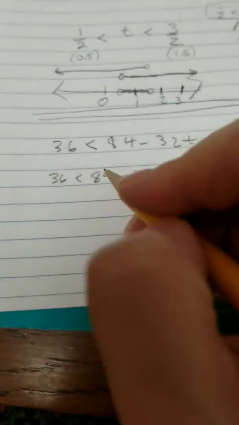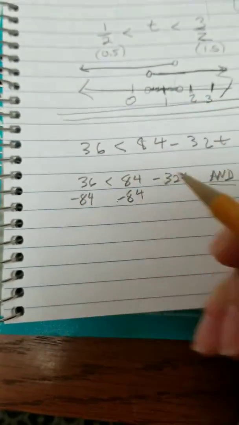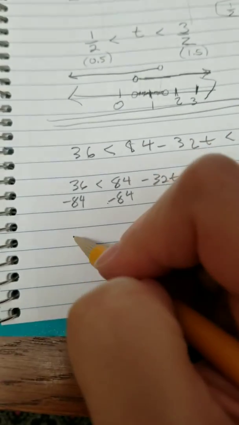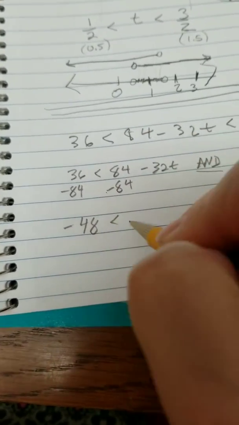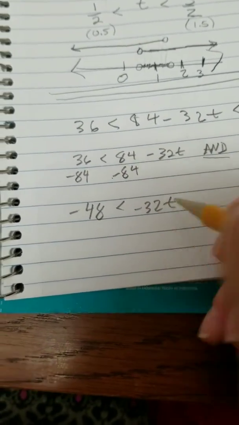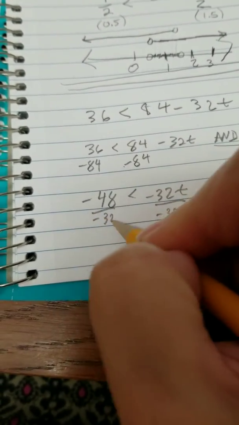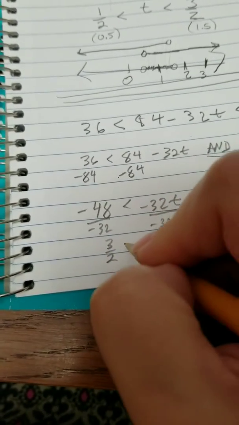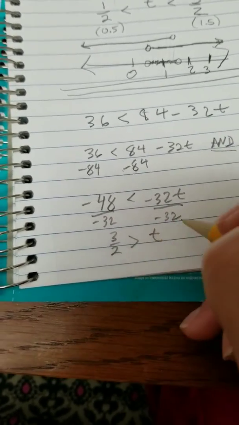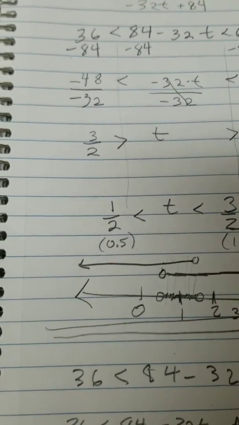Okay, so I'll just walk through this once more. If I again subtract 84 on both sides, it gives us a negative 48. It's negative 32t. Dividing by negative 32 on both sides, we get 3/2 is greater than t. Again, dividing by a negative is going to cause that sign to flip. And notice that that gave us just the left side of that compound inequality.